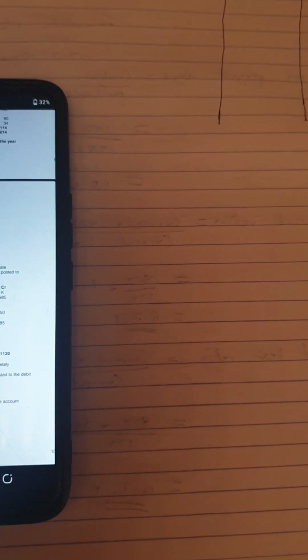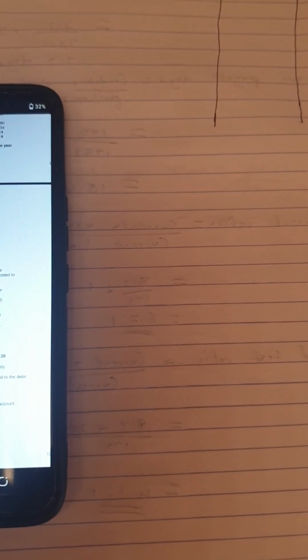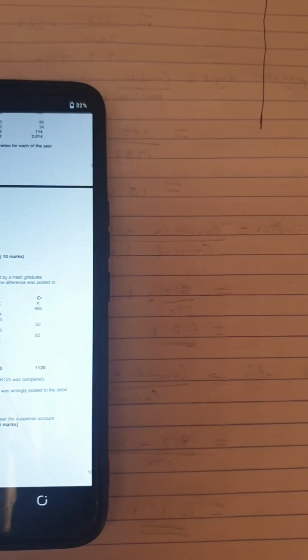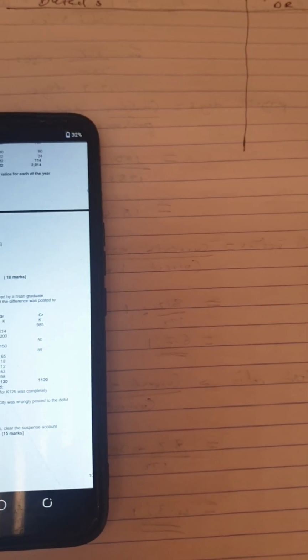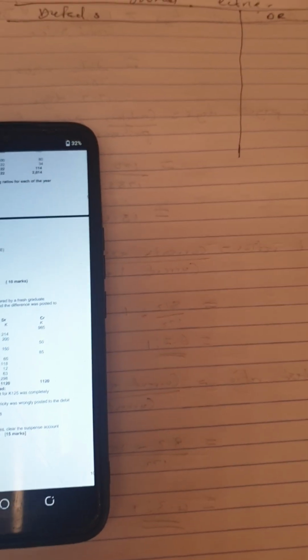Okay, we're going to start with the first error. So they're saying an invoice to G Peter on credit for 125 was completely omitted from the records. So this is an error of omission. If you omit, which simply means you've not recorded the transaction, and every transaction has two accounts, which means there's a debit and credit account.